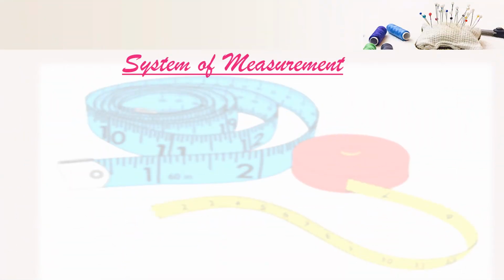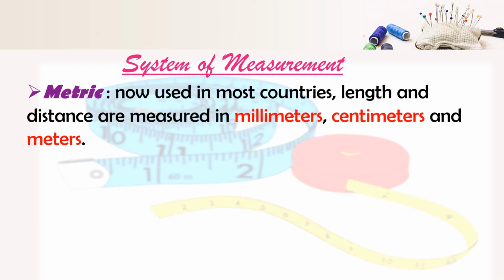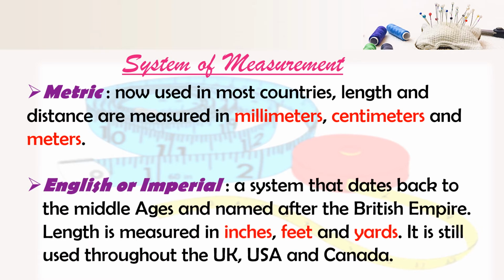There are two systems of measurement. The first one is the metric system. Metric system is used in most countries. Length and distance are measured in millimeters, centimeters, and meters. The second one is the English or Imperial. It is a system that dates back to the Middle Ages and named after the British Empire. Length is measured in inches, feet, and yards. It is still used throughout the UK, USA, and Canada.